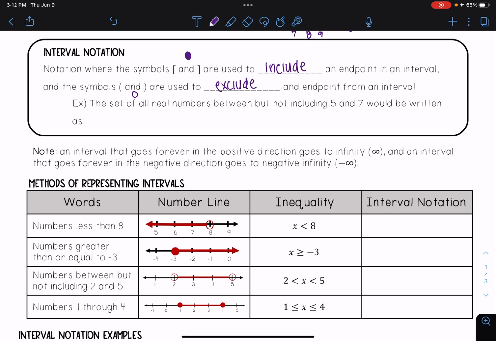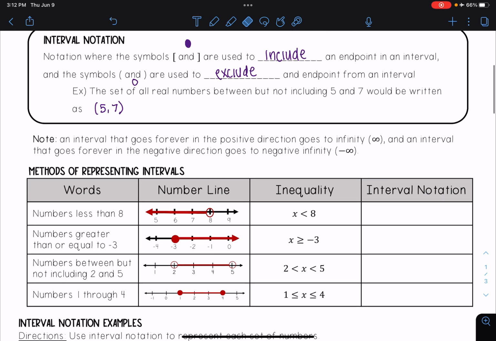And so, for example, the set of all real numbers between but not including 5 and 7 would be written as parentheses 5, 7. So interval notation, we are writing it in with these either parentheses or brackets. If we are not including the number, then we use parentheses. However, if we are including it, then we use the square brackets.